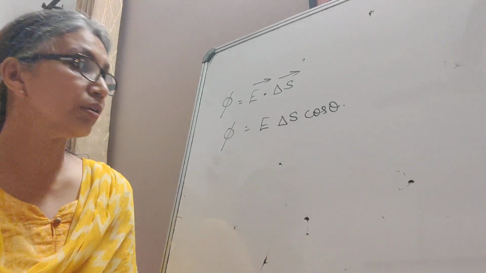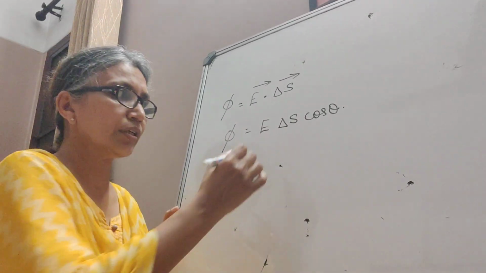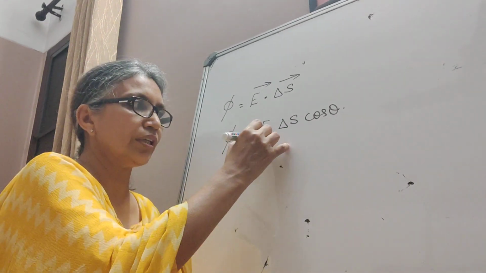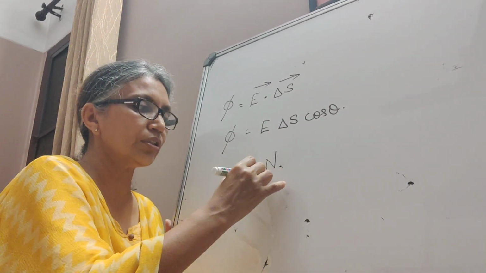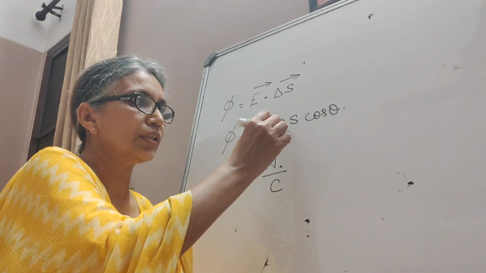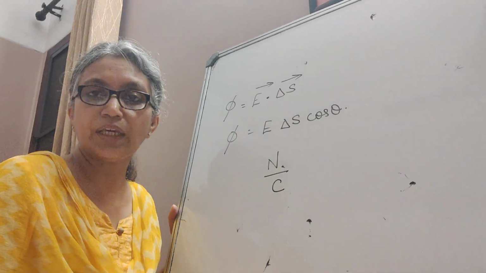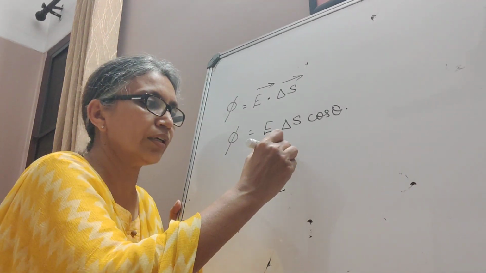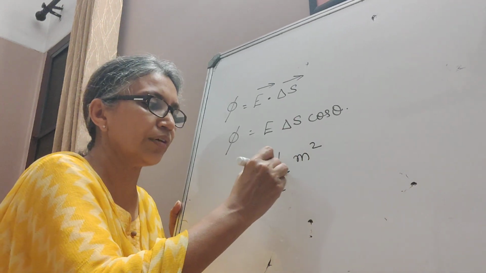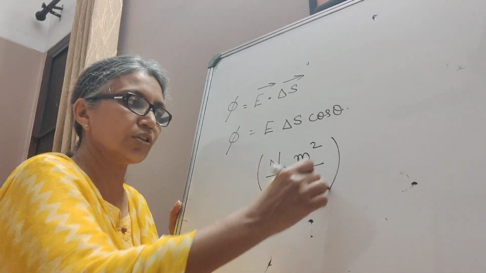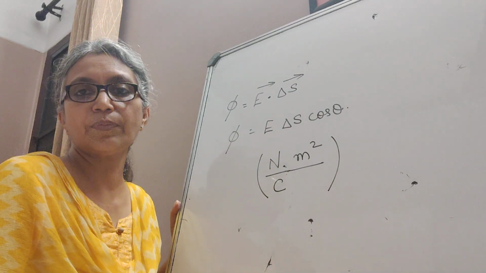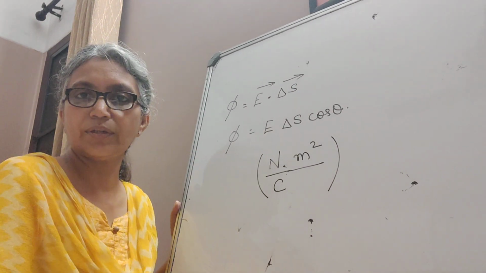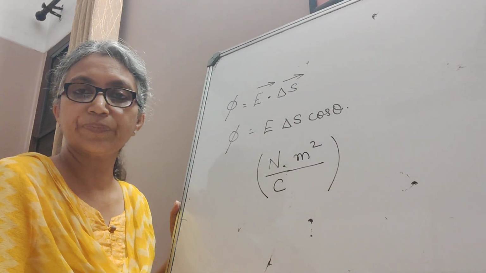If you need to look into the SI unit, in the previous section we know the electric field has an SI unit, Newton per Coulomb. This delta S is the area vector. So we have area, Newton meter square. So we have flux SI unit as Newton meter square per Coulomb. It's a scalar quantity. So you know all about flux now.